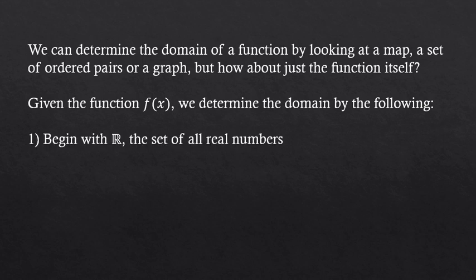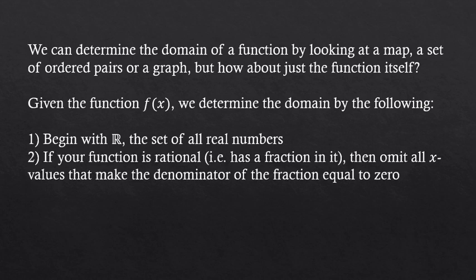Step 1, you're going to begin with all real numbers. You're going to start off by thinking, okay, for now, and I stress for now, the set of all real numbers is a possibility. Step number 2. In this step and in the third step, this is where we potentially take x values out. This is where we potentially find guys that cannot be in the domain.